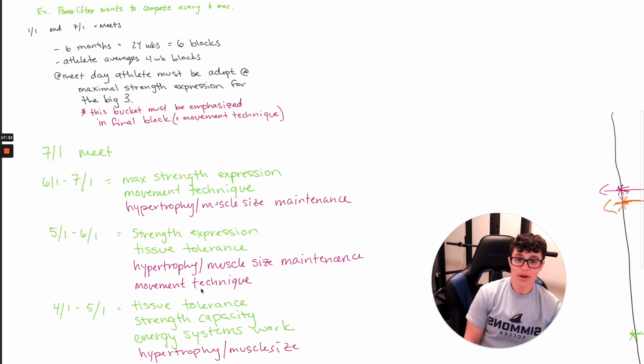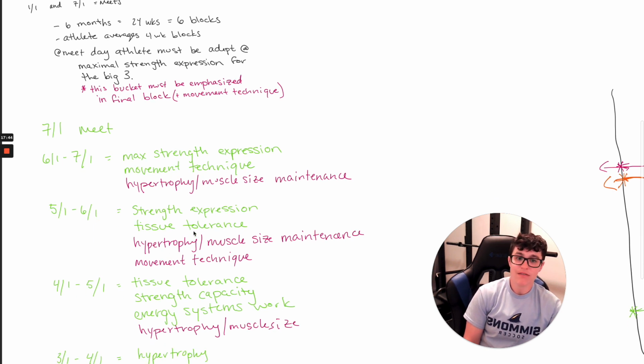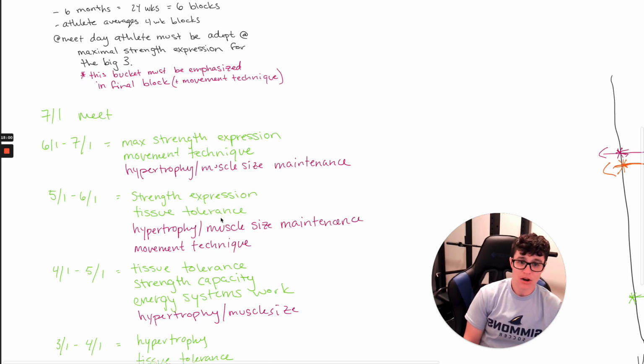Again, here we're going to have as secondary movement technique. We want to make sure that technique is still pretty dialed in the strength expression block. And we're also going to focus on hypertrophy and muscle size maintenance. Again, not a main focus. We're not looking to have someone put on muscle. We are just using some exercises and a very baseline number of sets in order to maintain muscle mass so that we don't degrade muscle mass and end up going backwards in our strength.